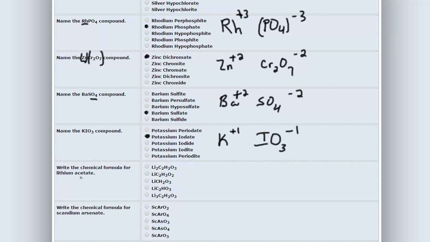Write the chemical formula for lithium acetate. Lithium is a +1 and acetate is C2H3O2. That's acetate. And that whole thing has a charge of -1. So lithium acetate is LiC2H3O2. LiC2H3O2 right here. +1 -1 equals 0. That's how we do it.